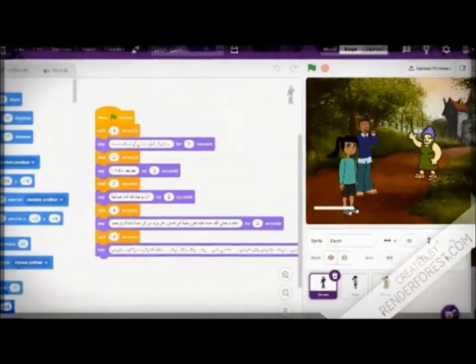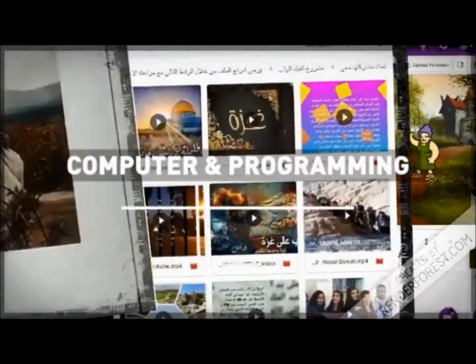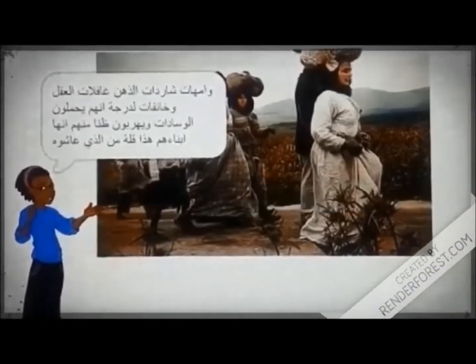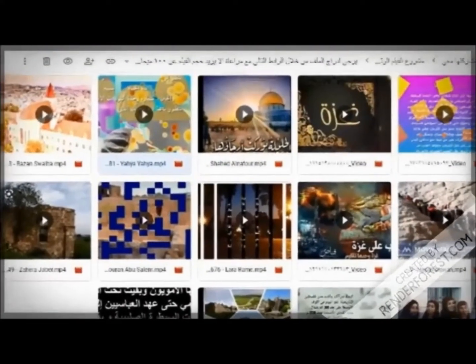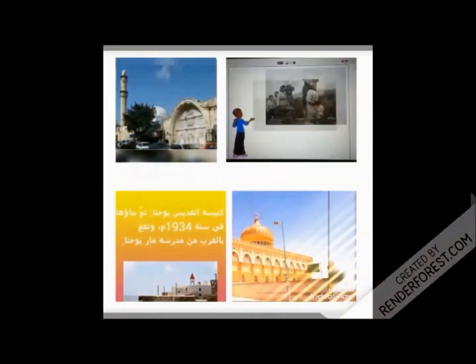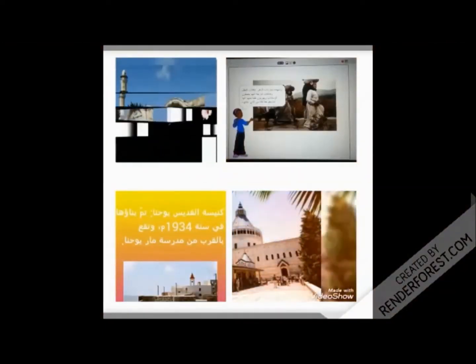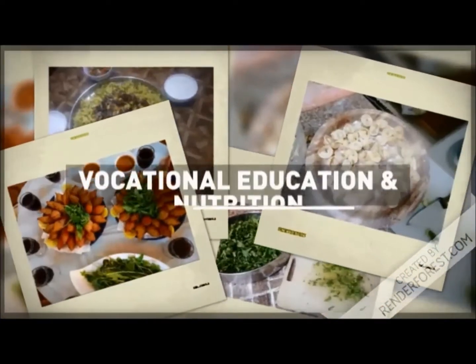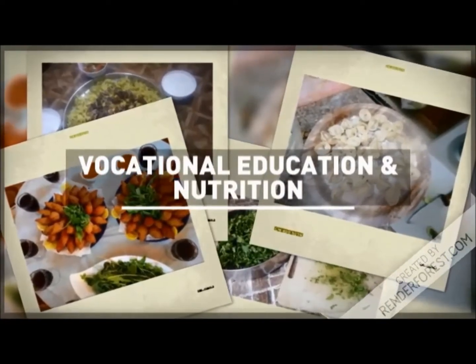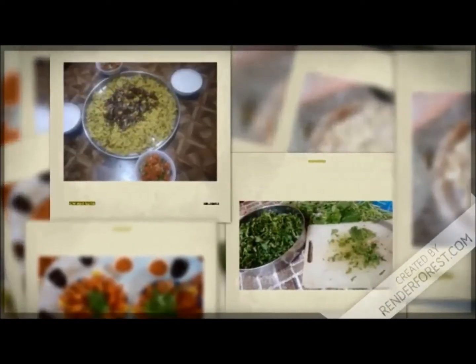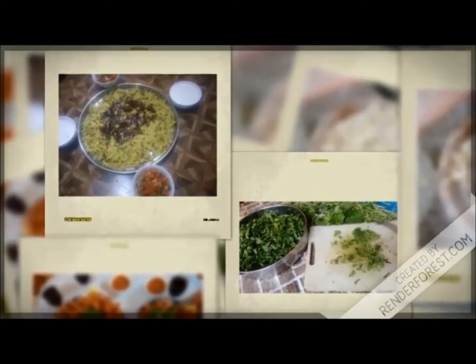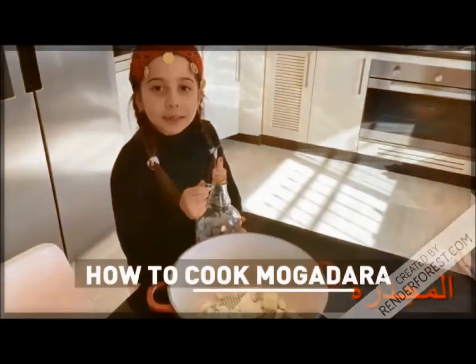In computer and technology lesson, the student learned a new software called PictoBlocks and implemented a programming project around the grandmother's country of origin. For health and nutrition, the students searched for traditional dishes that were eaten in the original town, implemented her project on cooking, and helped her mother cook a traditional dish.